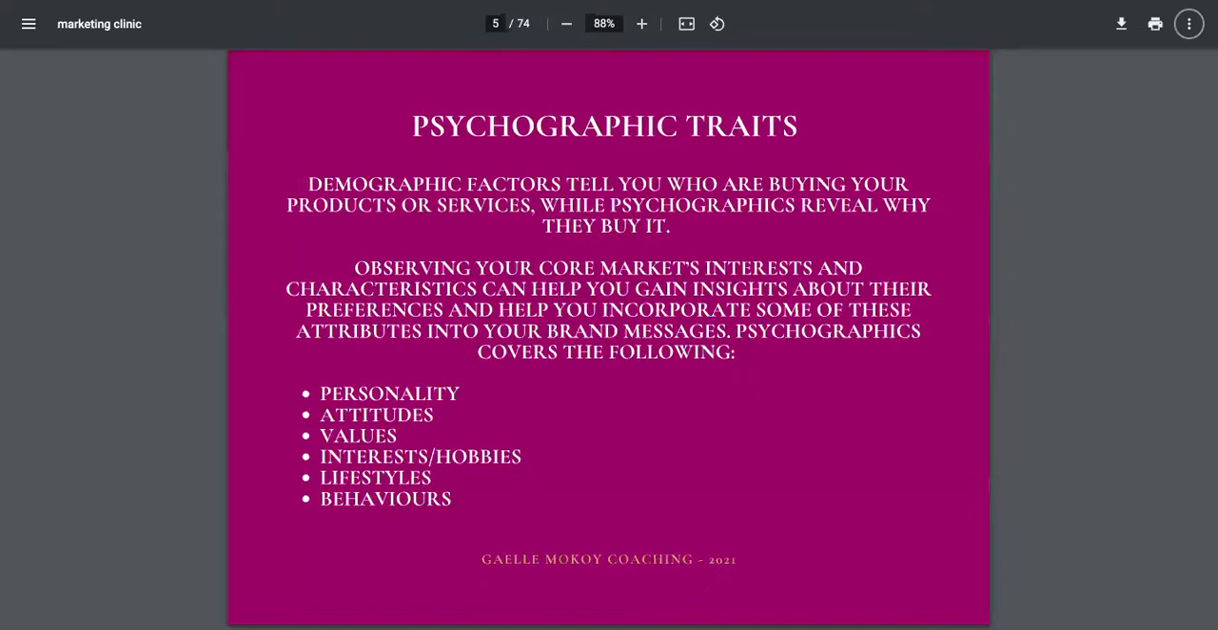So you need to think about the demographic factors. Demographic factors tell you who is buying your products or services, while psychographic factors reveal why they buy it. Observing your core market interests and characteristics can help you gain insights about their preferences and help you incorporate some of those attributes into your brand messages. Psychographic covers the following: personality, attitudes, values, interests, hobbies, lifestyles, and behaviors.